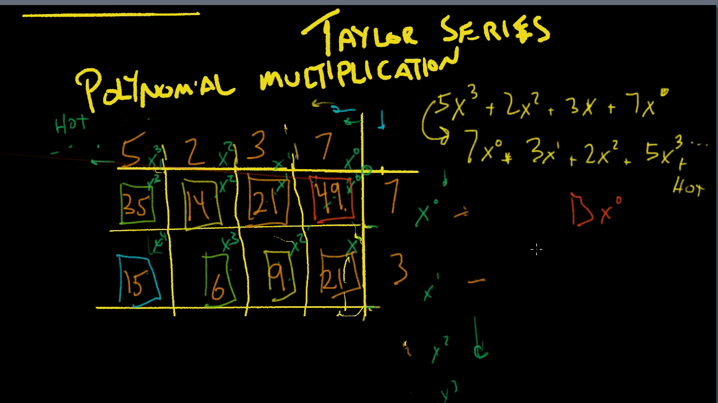And we know that we have 49 times x to the 0. We have 42 times x to the first, I'm sorry, those are those two. We have 23 times x squared. We have 41 times x cubed. And we have 15 so far times x to the fourth.